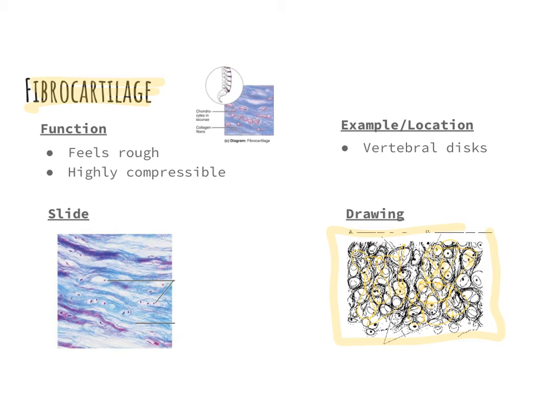Okay, so fibrocartilage is located in the discs between our vertebrae. So you can see it in that picture right there. Fibrocartilage is rough to the touch. If you were to feel fibrocartilage, it's not shiny, it's not smooth, it's very rough to the touch. And it's highly compressible, which means it can take impact very well.